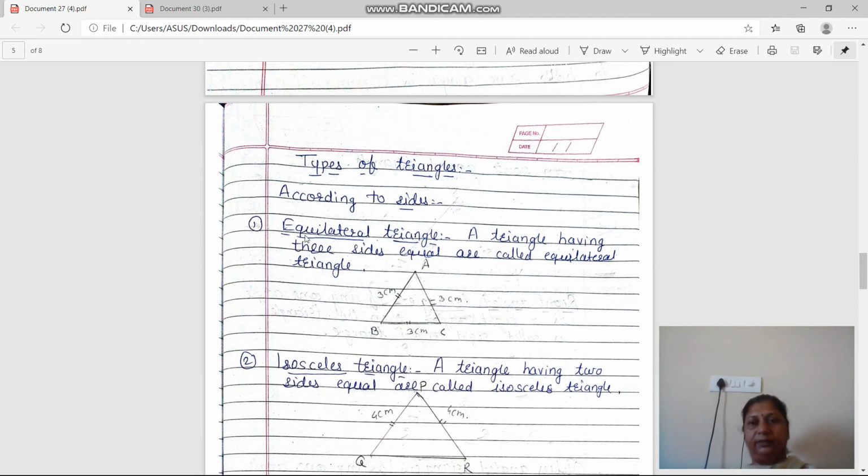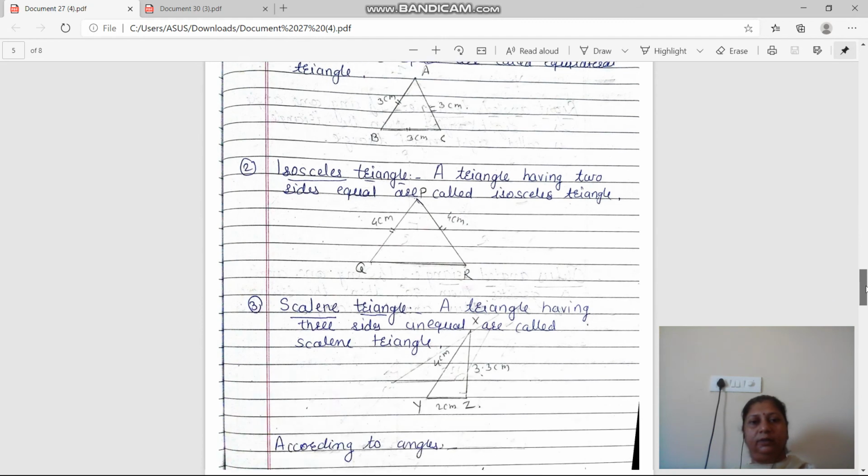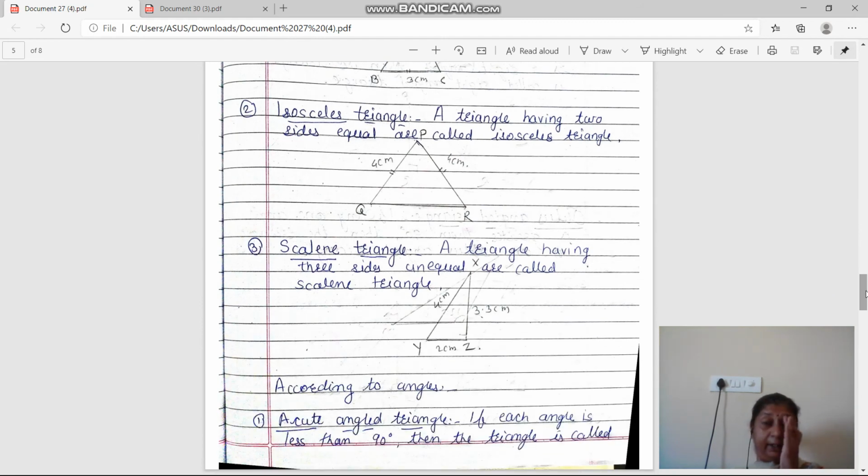Then next, scalene triangle. A triangle having three sides unequal is called a scalene triangle. Say with me, if these three sides are different, it is called a scalene triangle. A triangle having three sides unequal is called a scalene triangle. Now these three types are according to sides. Then the next type is according to angles.